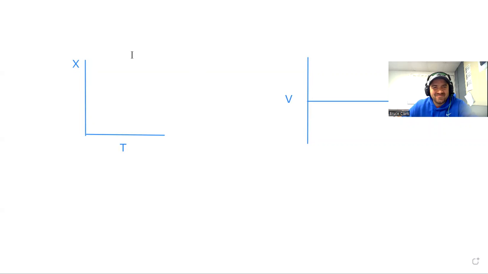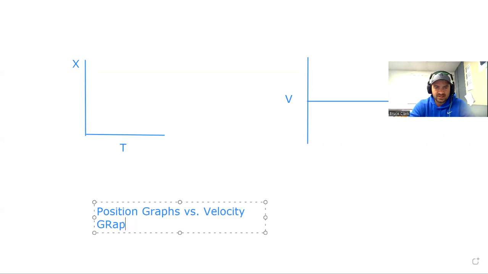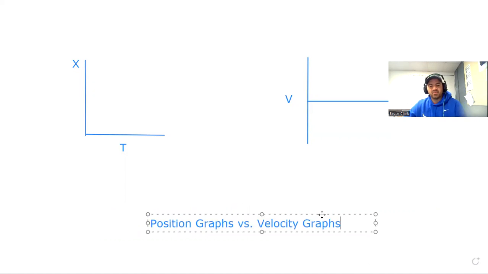What we are talking about today is position graphs versus velocity graphs. You might see it more as position versus time and velocity versus time. The two are related, but it's important that we know the differences between the two. So I have the two graphs kind of drawn up over here.